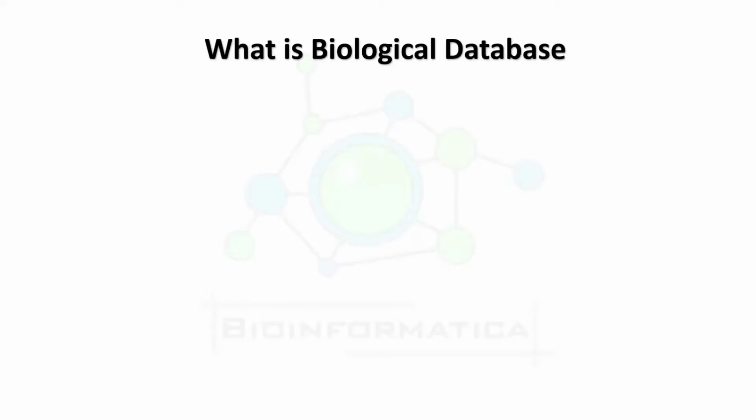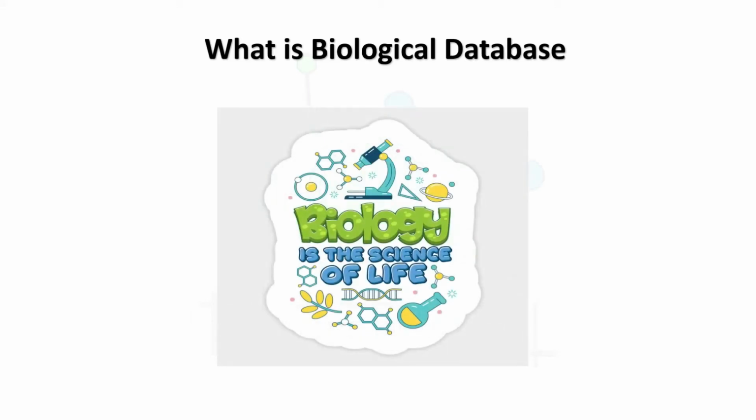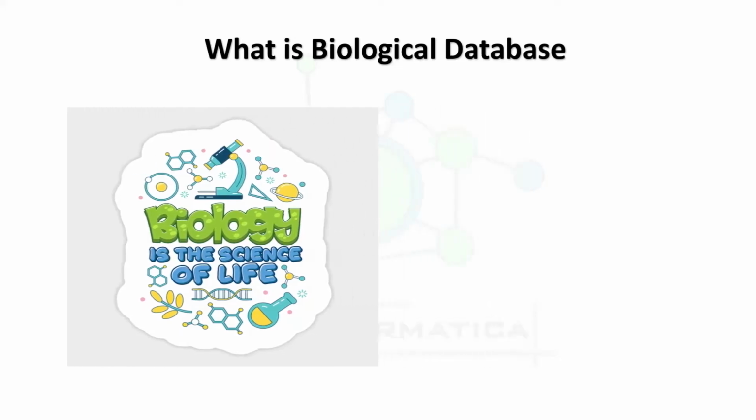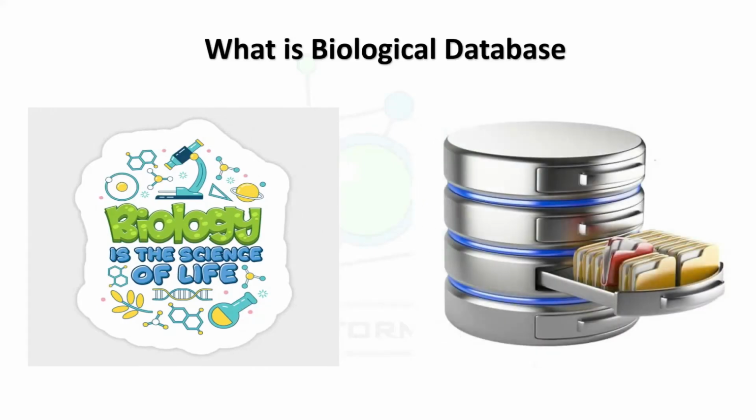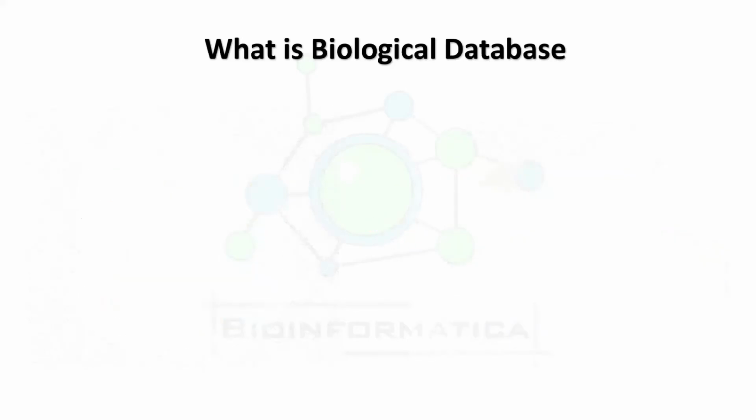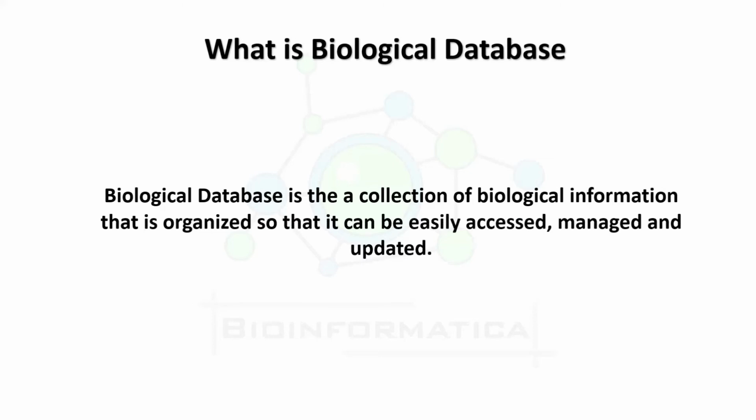Starting with the term biological database. So what is a biological database? Let's break the term and understand the meaning of it. Here, bio means life, so biology stands for the study of living organisms. Thus, the first term, biological, is relating to biology or to life and living things. The next term is database. A database is a collection of information that is organized so that it can be easily accessed, managed, and updated. In simple words, a biological database is the collection of biological information that is organized so that it can be easily accessed, managed, and updated.